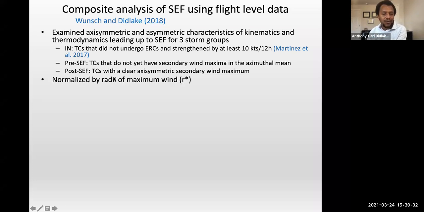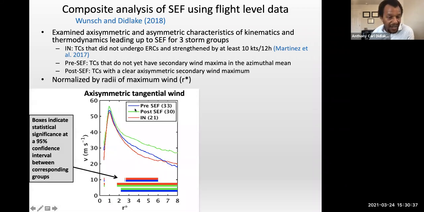And so looking at the horizontal profile of tangential wind, we were able to composite them into these three different graphs here once we normalize them by the radius of maximum wind. And what you can see here is that in the intensifying group in red, the radial profile of tangential wind is lowest in terms of the value of tangential wind compared to the other two. There are statistically significant differences between that and the pre-SEF and the post-SEF group. So we can think of this as a composite time evolution: intensifying storms that don't necessarily have an SEF is the first stage, but when you compare that to the next stage, just prior to SEF, you have a clear broadening in that tangential wind profile, very clear in this composite. And then over time, you have an even broader wind field for the post-SEF group here.